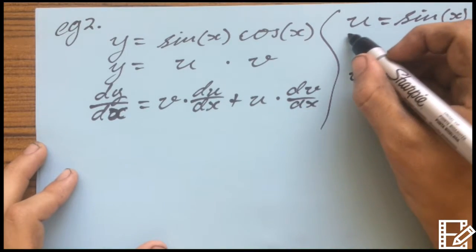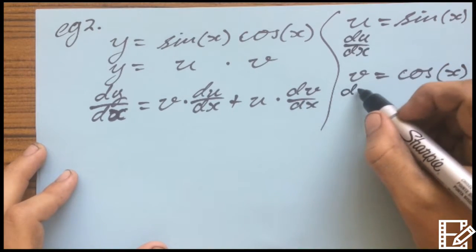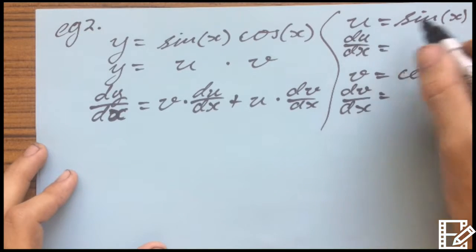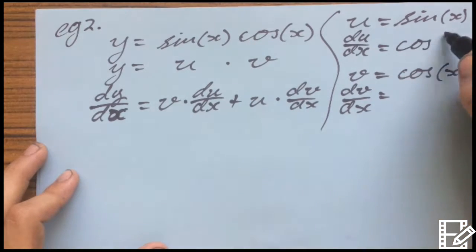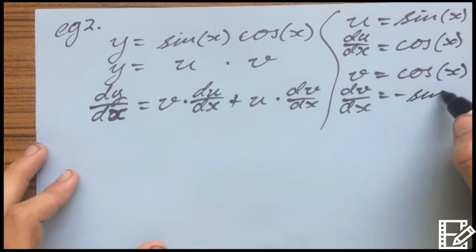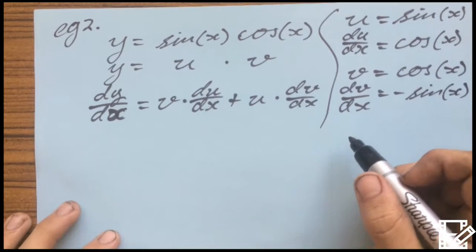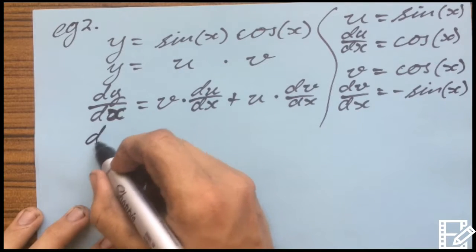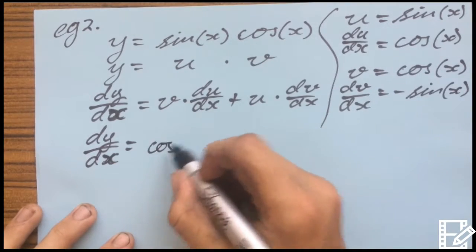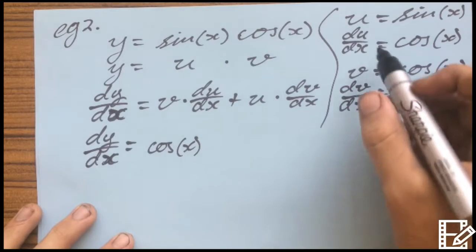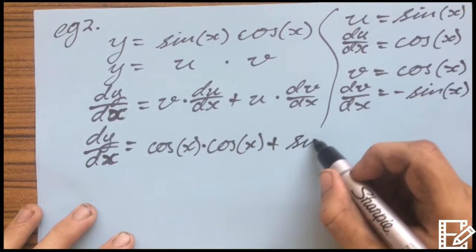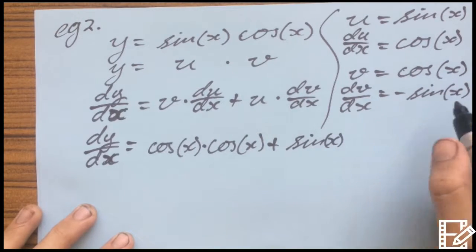So we've got to find the derivative of u and the derivative of v. So derivative of u with respect to x, sine x becomes cos x when derived, and the derivative of v, cosine, becomes negative sine x when derived. So what we end up with, if we sub it in, is v, cosine, multiplied by derivative of u, cosine again, plus u, sine, multiplied by negative sine.